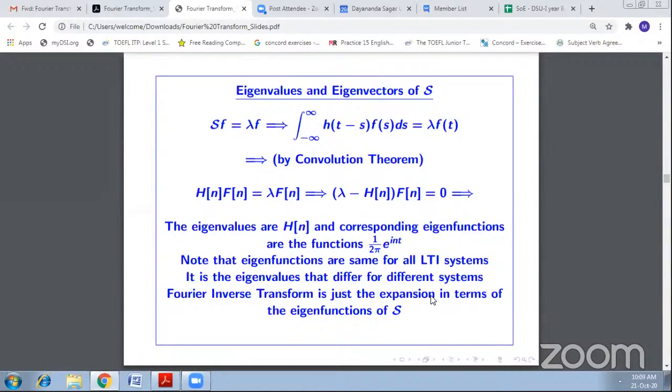We want an eigenvector and eigenvalue. Since an eigenvector cannot be the zero function, this f_n cannot be zero for all n. So for at least one n, f_n should be not zero. In that case, this term must be zero. So lambda must be equal to h_n. So every one of these h_n values becomes an eigenvalue. So the eigenvalues are all h_n. Every Fourier coefficient of the impulse response function becomes an eigenvalue, and the corresponding eigenfunction is the exponential function.